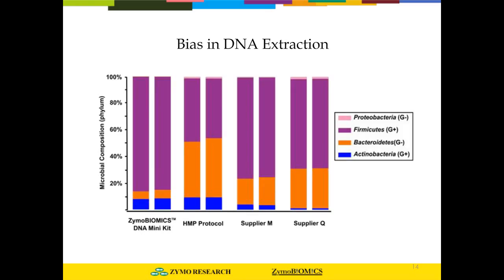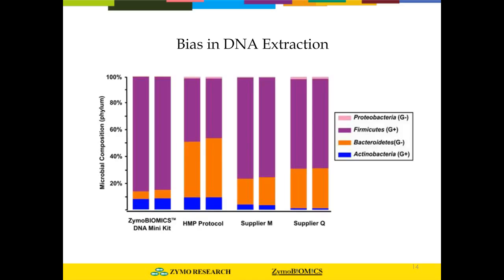This figure shows 4 dramatically different profiles of one single stool sample when sequenced and analyzed using 4 different DNA extraction methods. The first one is our product called ZymoBIOMICS DNA Mini Kit, and the other 3 are the 3 most cited methods currently used in this field, including the Human Microbiome Project fecal DNA extraction protocol, the PowerSoil kit from supplier M, and a fecal DNA extraction kit from supplier Q.